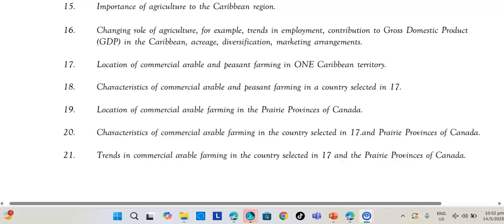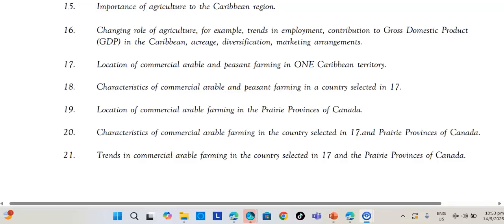So commercial arable, the characteristics are: these are large-scale farms with many workers, growing crops for export and business profit. They use modern equipment like tractors and irrigation systems, often owned by private companies or large landowners. Commercial arable farms are usually found on flat, fertile lands and are connected to processing factories and international markets.